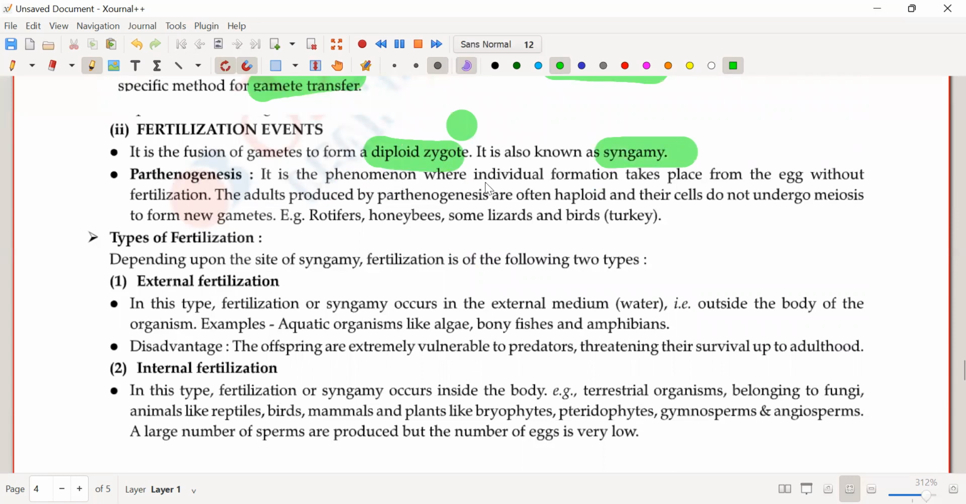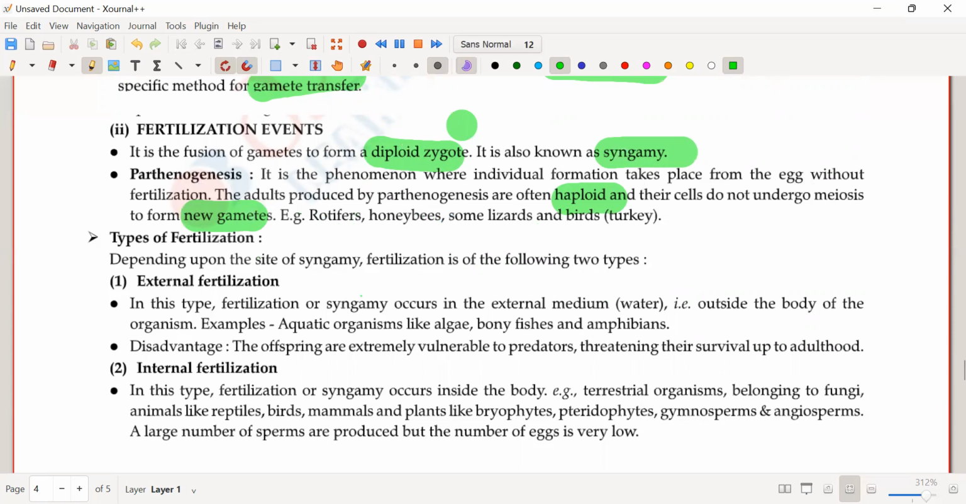Parthenogenesis. It is a phenomenon where individual formation takes place from the egg without fertilization. The adults produced by parthenogenesis are often haploid, and the cells do not undergo meiosis to form new gametes. Examples: rotifers, honeybees, some lizards, and birds.